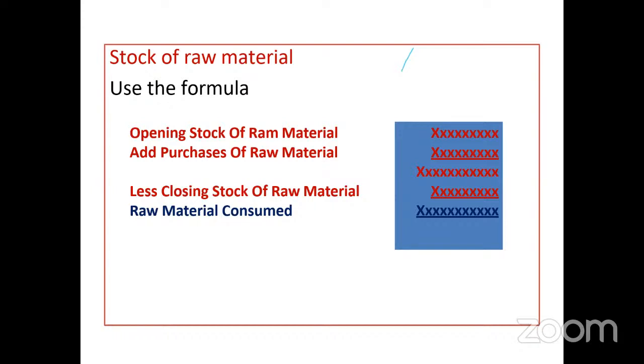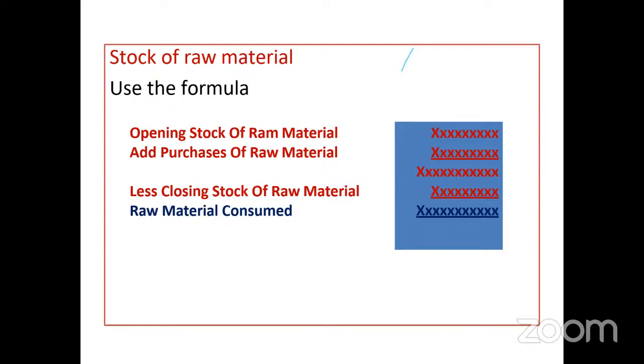Yes. So this way we can use the formula to calculate the raw material consumed. After getting the raw material consumed, raw material consumed plus direct labor plus direct expenses gives you the prime cost.